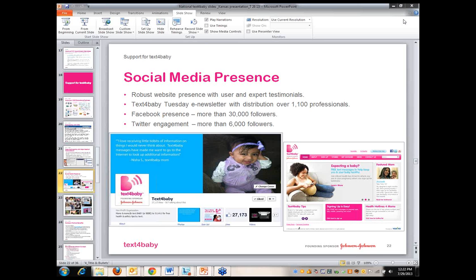As many of you are familiar, we have a Text4baby Tuesday e-newsletter that goes out every Tuesday. For those of you that are new, I highly encourage you to sign up for Text4baby Tuesday. It's a great way to learn about new features. For example, we just added the appointment reminder feature recently, as well as we like to bring visibility to what our partners are doing and the work they're doing.